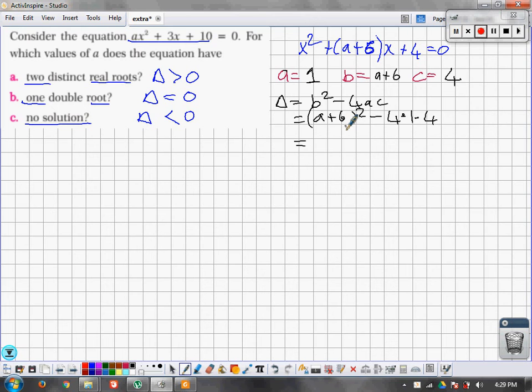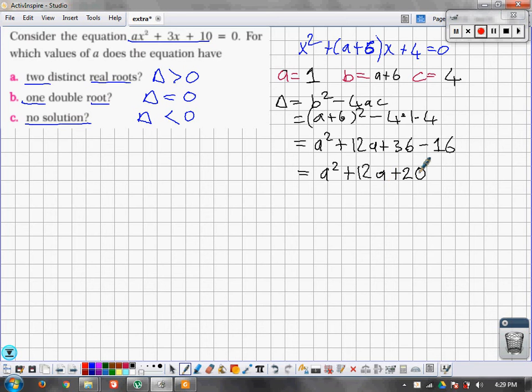Remember that firstly square of first plus 2 times first times second plus square of second. A squared plus 2 times 6, 12, and a, and plus 6 squared, 36, minus 4 times 4, 16. Okay. So now, here we have the expression a squared plus 12a plus 20. Is it 20? Okay.